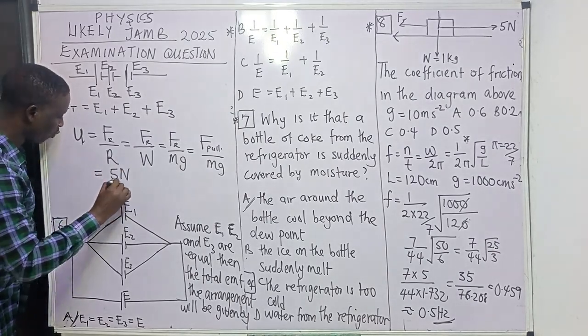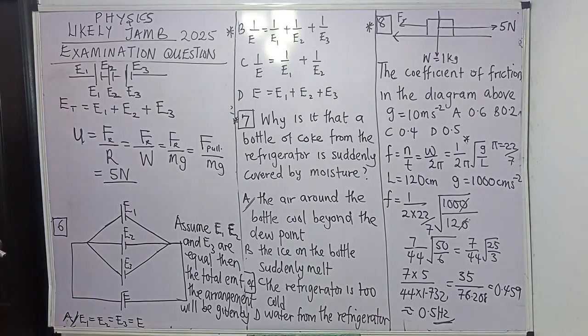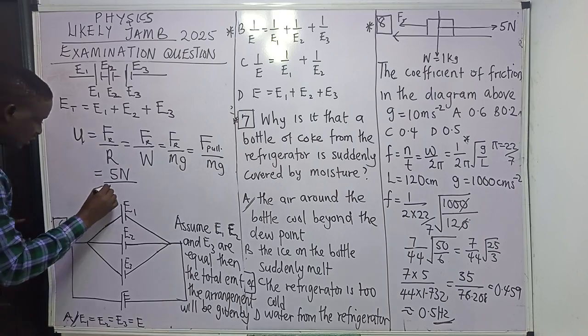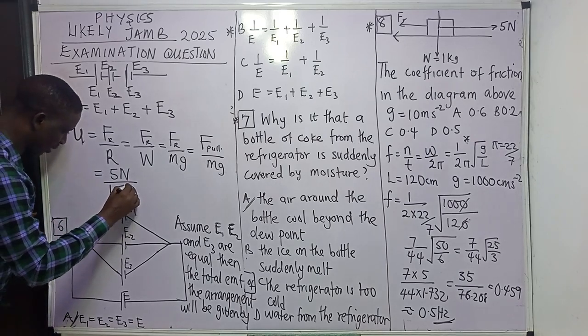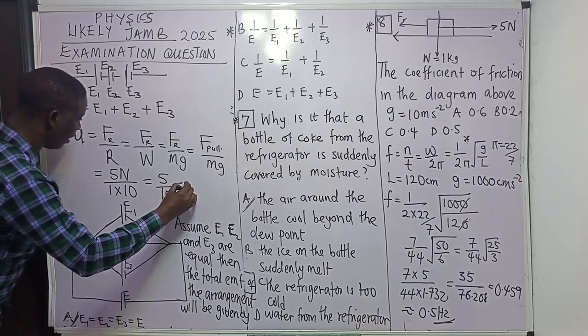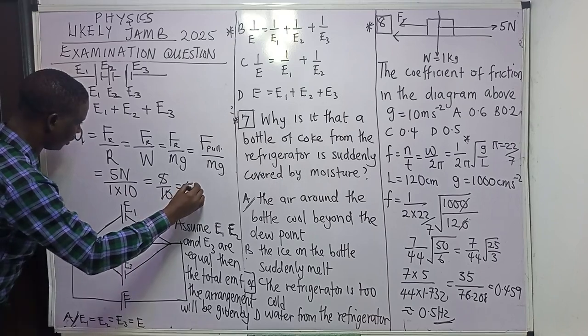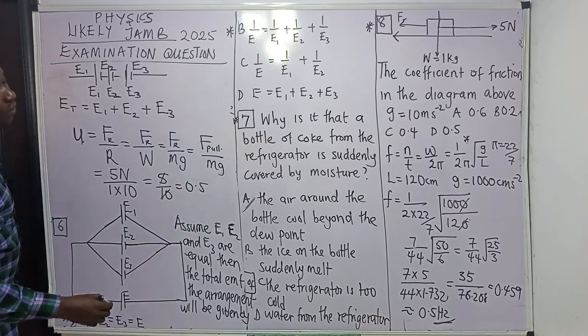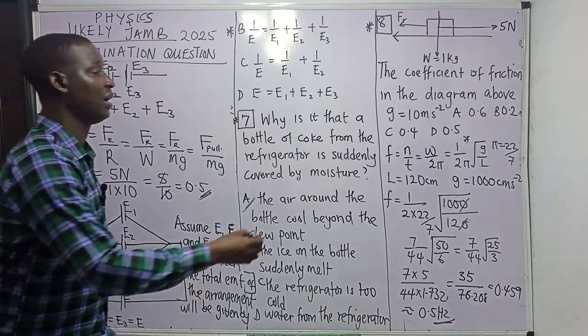So therefore we are going to have our frictional force, as the pulling force, as 5 Newton. What is the weight? The weight is equal to mass times acceleration due to gravity. What do we have now? 5 over 10 will give us 0.5. So I would have option D as our answer.